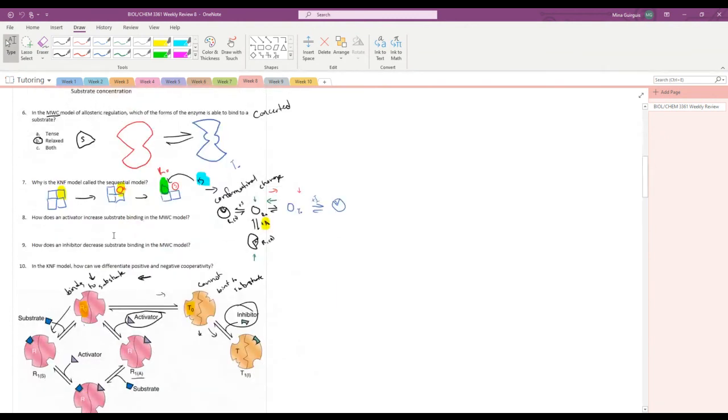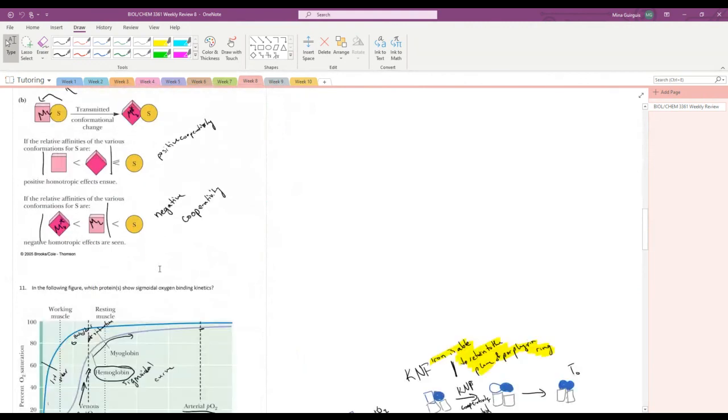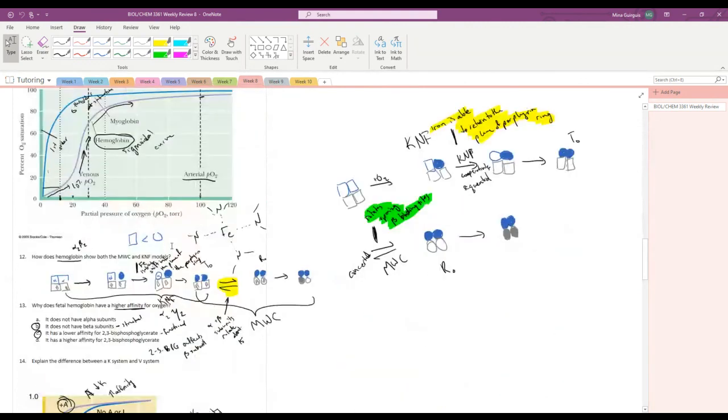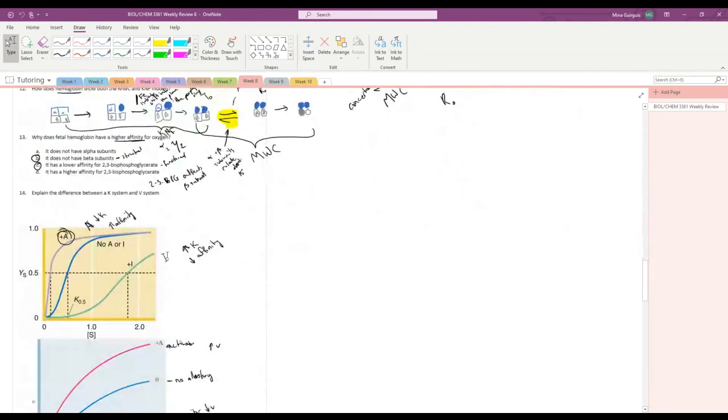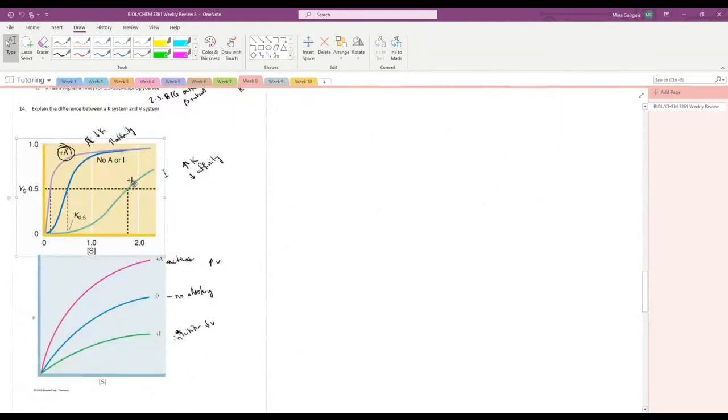Hemoglobin and myoglobin, and hemoglobin with respect to both of these models. A systems and V systems, like we talked about very briefly today. Phosphofructokinase 1 with ATP follows the K system. ATP inhibiting its action will increase the KM, decrease the affinity.